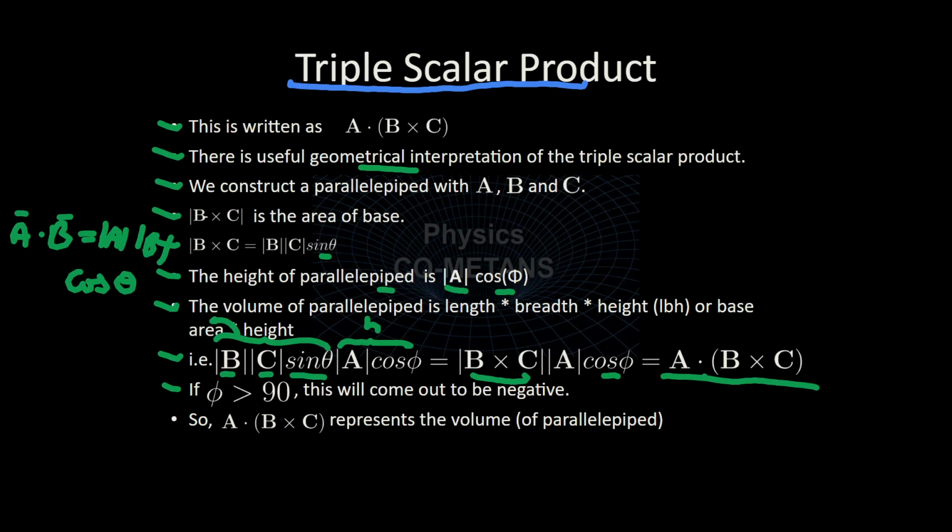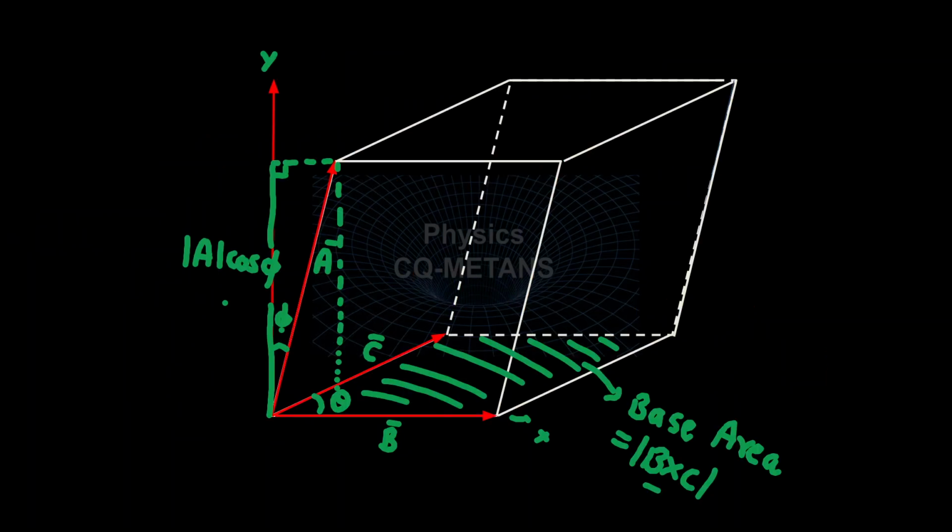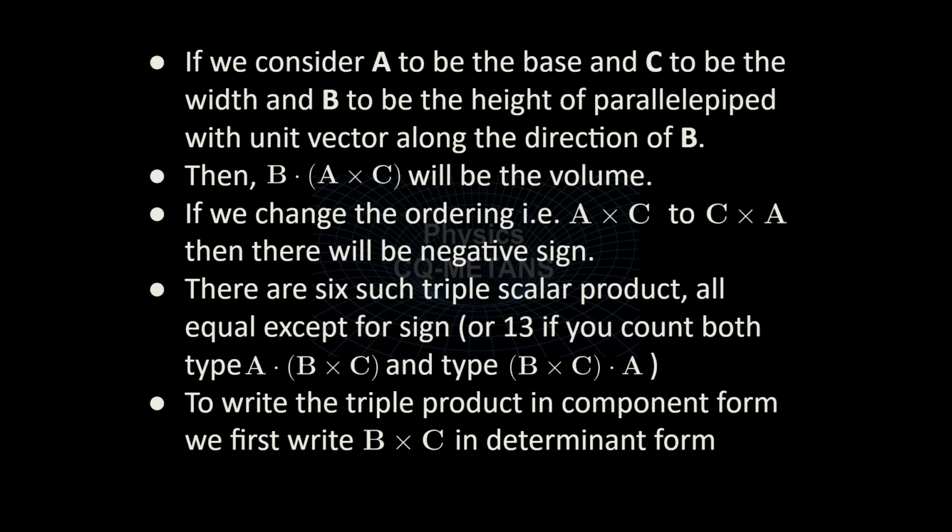So now what does this a dot b cross c physically mean? Geometric interpretation: it gives the volume of the parallelepiped. So a dot b cross c represents the volume. So this is what we have.